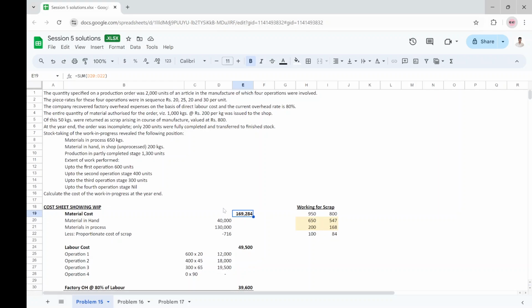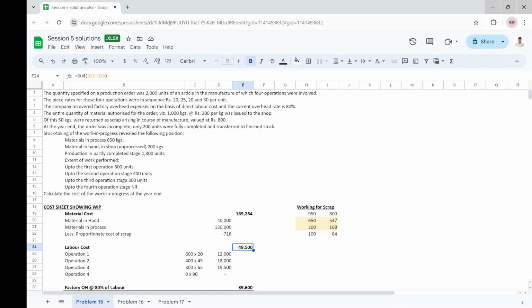After that, labor cost is given: 20, 25, 20, and 30. Up to the first operation is 600, so 600 into 20 will be 12,000. Then 400 into 20 plus 25. It is given as a sequence. At operation 1, 600 is working. At operation 2, 400 is working. This 400 also went through operation 1, so we have to include that also. So 400 into 20 plus 25 equals 18,000. 300 into 20 plus 25 into 20 equals 19,500, which totals 49,500.